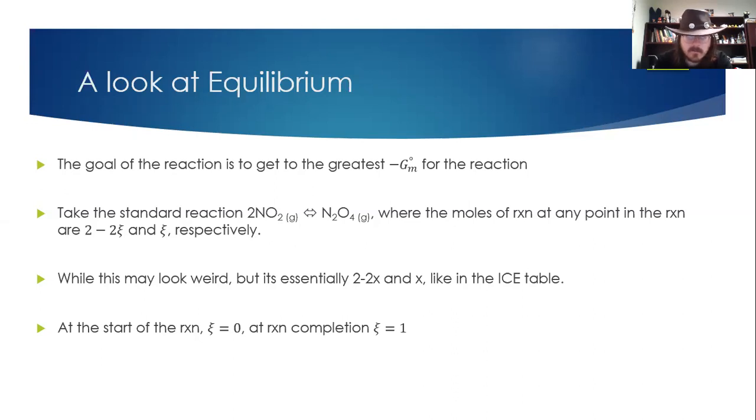ICE. I of NO2 is 2. I of N2O4 before the reaction has begun is 0. We subtract 2x as the change in NO2 and add 1x to the change in N2O4. At equilibrium, we're going to be 2 minus 2x and x. So at the start of the reaction, xi is 0. The reaction is complete when xi is equal to 1, because then we'd have consumed all of our NO2.